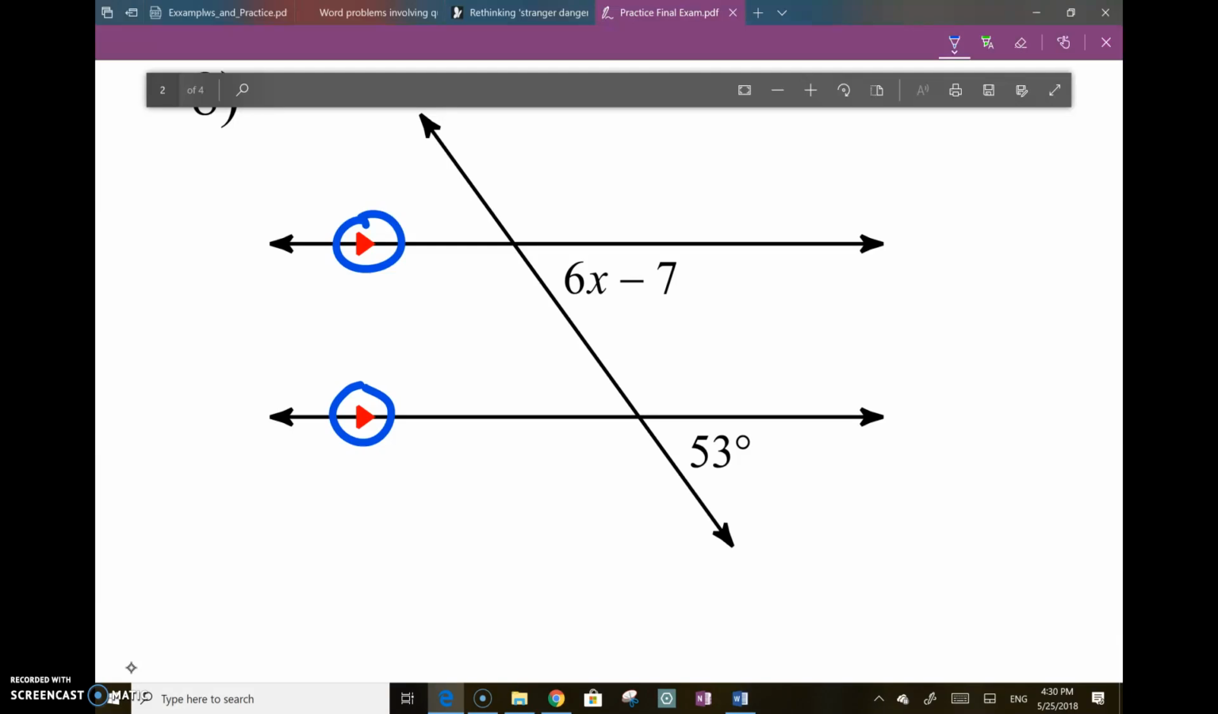So given that these are parallel to each other, what that means is that if you look at where these angles are, one is on the interior, one's on the exterior, yet they're both on the same side, then the relationship between them is simply that they are congruent.